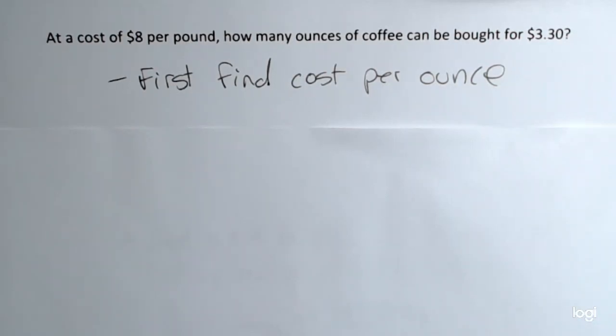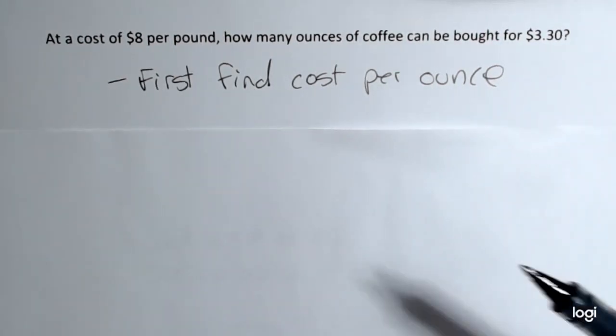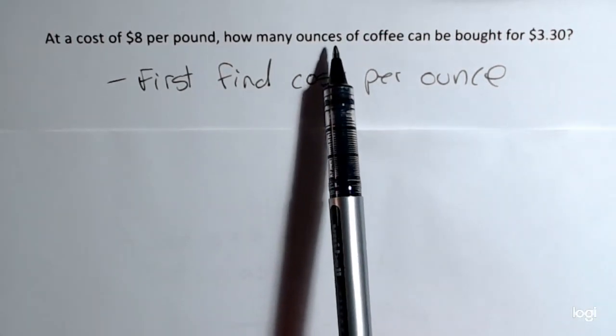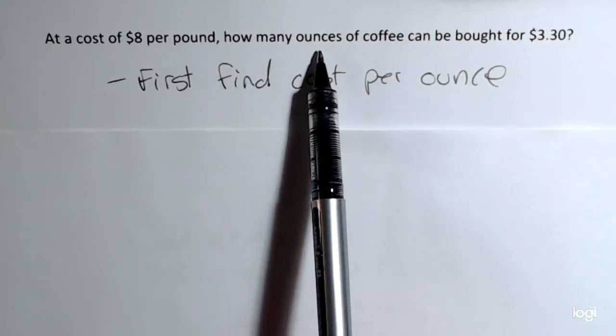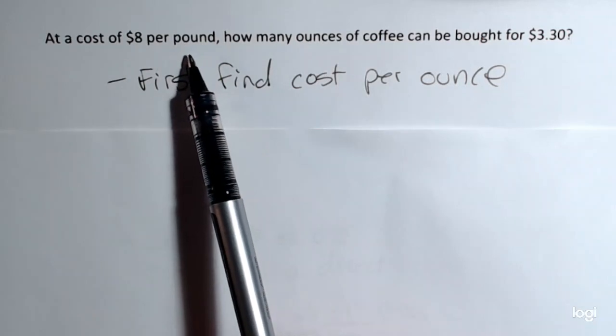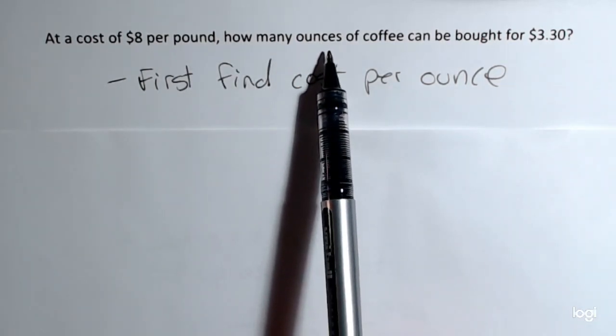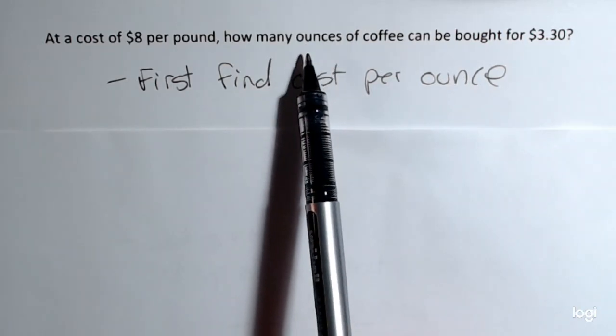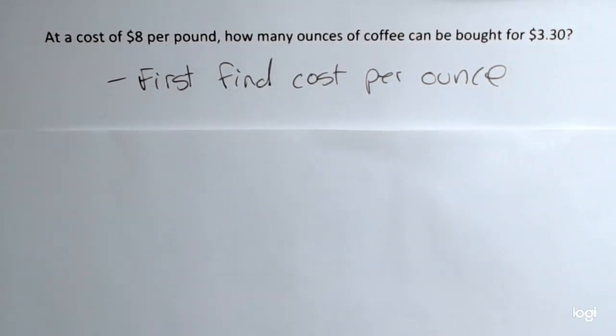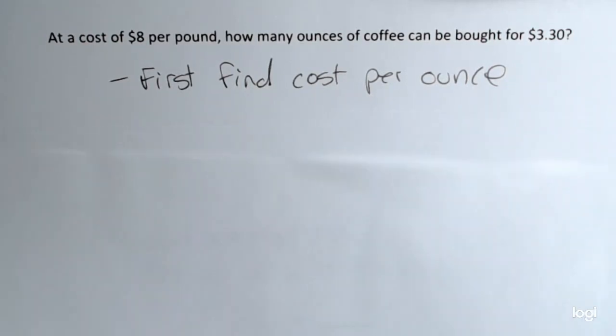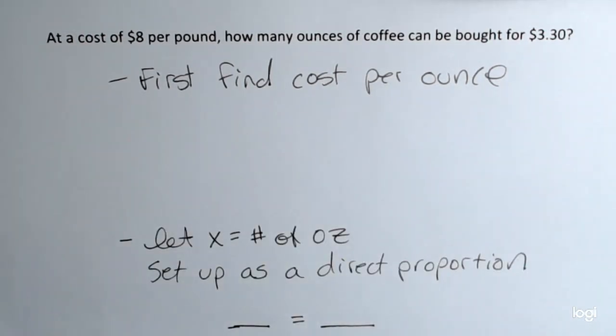At a cost of $8 per pound, how many ounces of coffee can be bought for $3.30? One thing that is sneaky about this problem is that the amount is given in two different units. So we have cost per pound, and we need to figure out cost per ounce. All right, so we first want to find the cost per ounce. So I'm going to first do a little unit conversion.